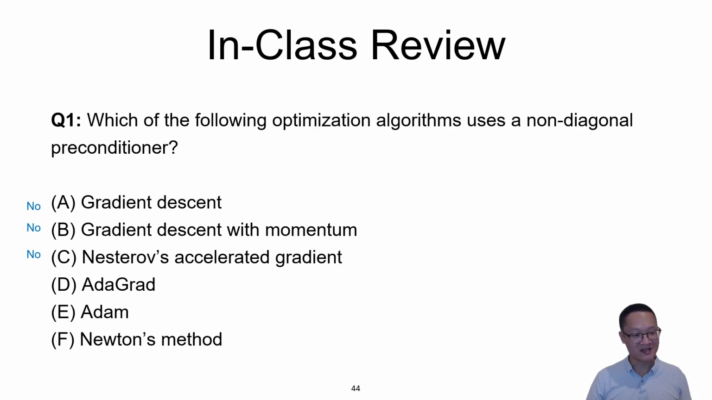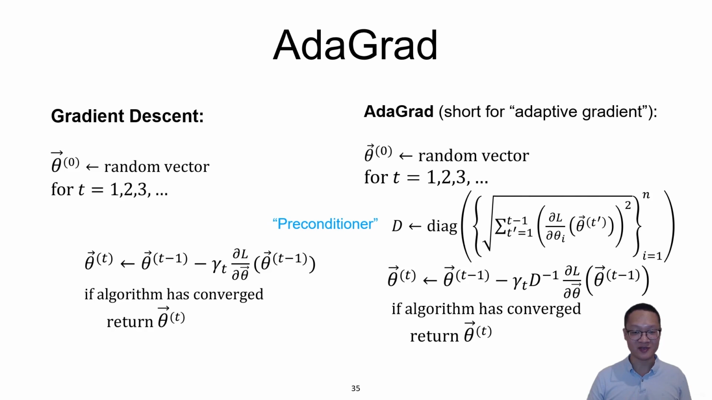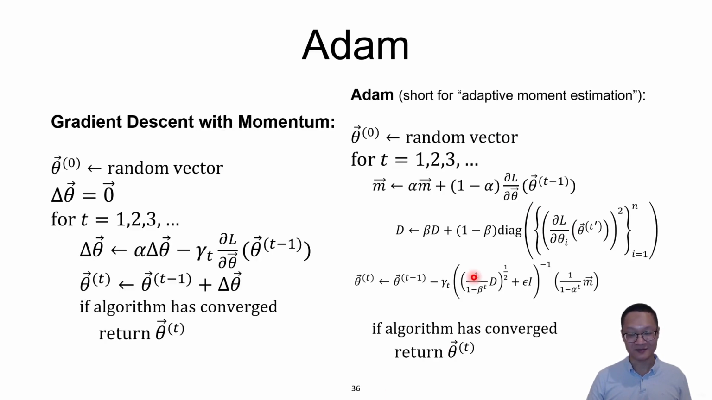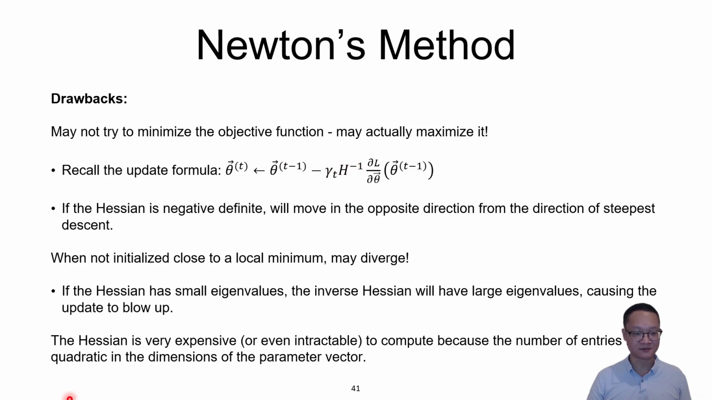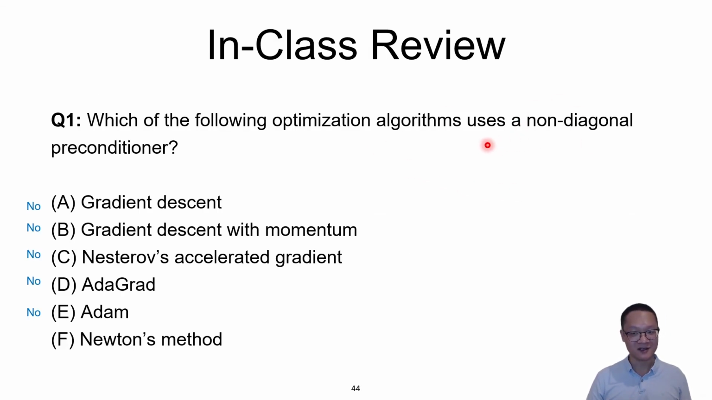Okay, Adagrad. Adagrad does have a preconditioner, but it's a diagonal preconditioner, as we have seen over here. The next one was Adam. Adam does have a preconditioner, but it's also a diagonal preconditioner. But the question is asking for a non-diagonal preconditioner. So Adagrad and Adam both no. And finally, Newton's method. Newton's method does have a non-diagonal preconditioner. We just saw that the preconditioner is the inverse of the Hessian matrix. Again, there are some upsides and downsides for Newton's method, but it has a non-diagonal preconditioner. So yes.